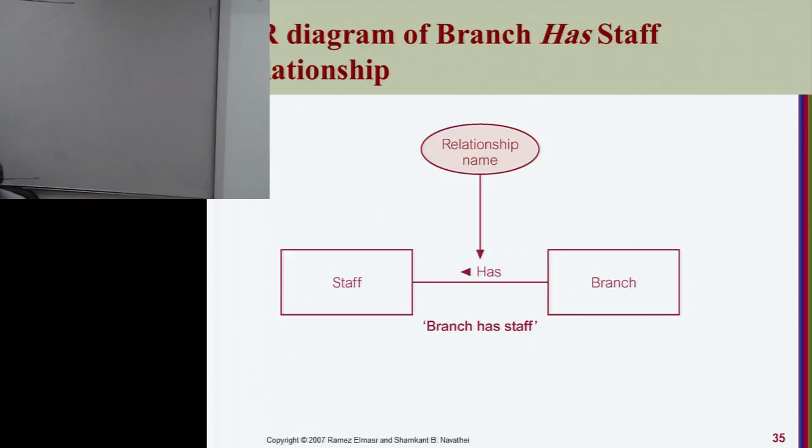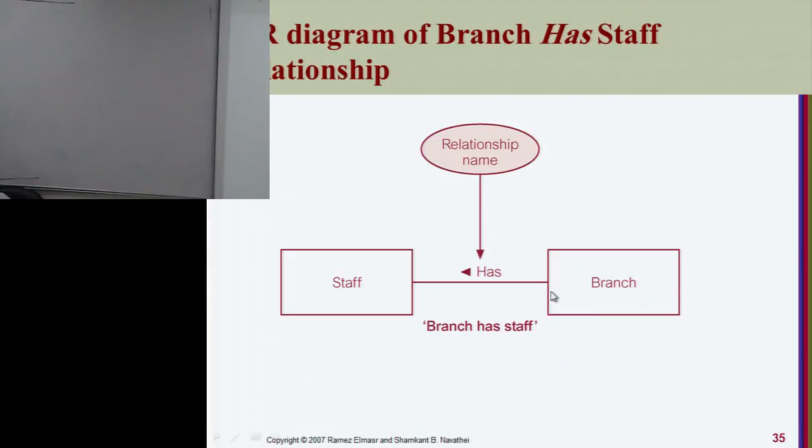Because in diagrams you can draw the box, for example for staff, to the right or to the left, up or down, anywhere on the paper, right? So there is no rule that says staff has to be to the left or branch has to be to the right. So let's have a convention, because you don't know how to read.